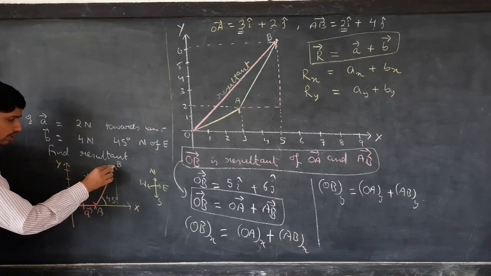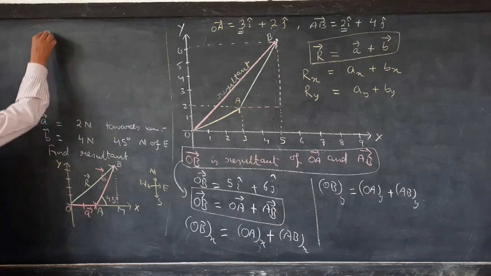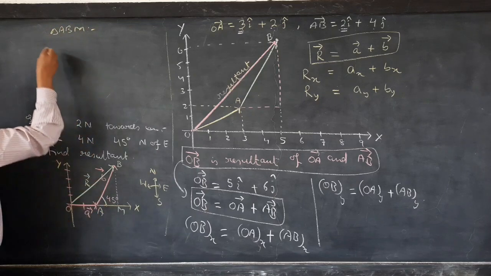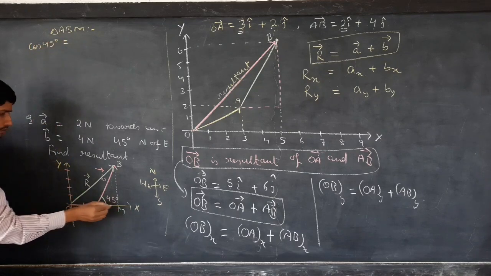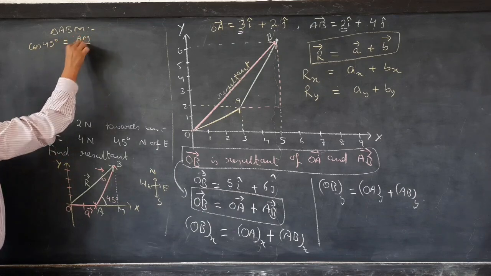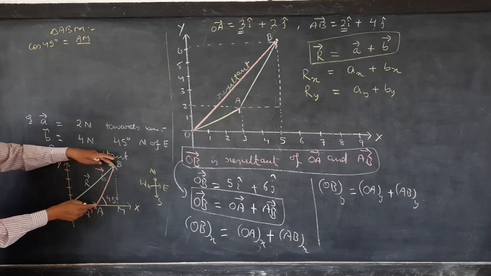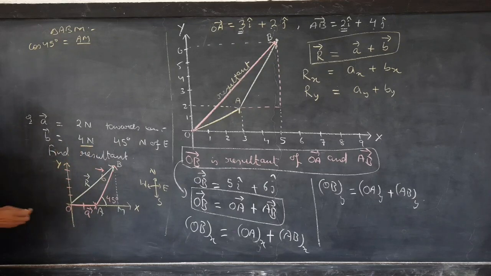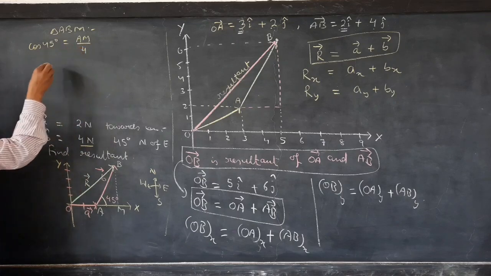First we'll find. Now see, let me name this as M. In triangle ABM, this angle is 45 degree. So cos 45 degree is AM upon this length. Now this is the length of AB vector, but AB vector which we were making, that was having a value of how much? 4 Newton. So this is 2 units and this is 4 units. So this I'll write as 4.